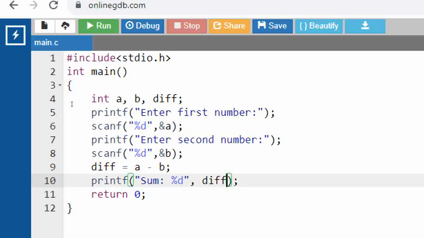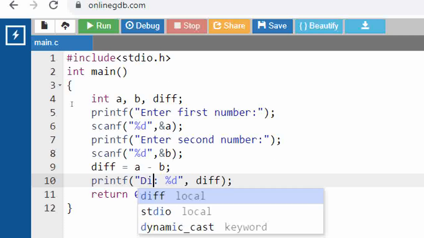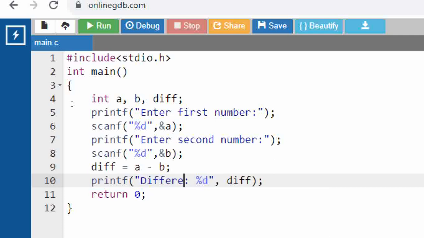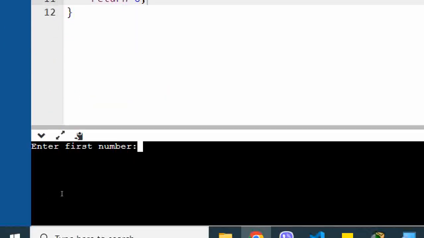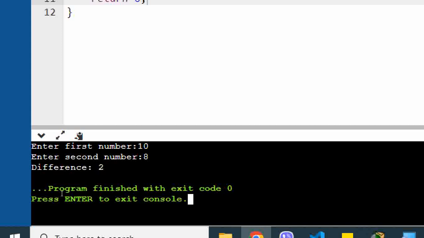Percentage d before there, here also diff. Then this is the message we are going to display, so you can write difference here, okay? So simply, this is again for subtraction. Nothing different, only the symbol. Suppose this is your 10, you can see there, plus 8, no. Then difference is 2. Suppose your first number is less, what happens?